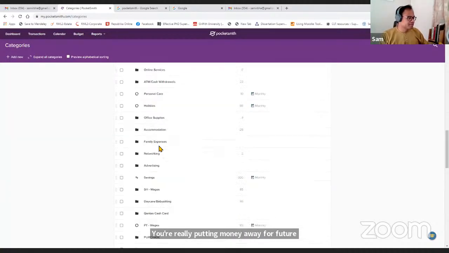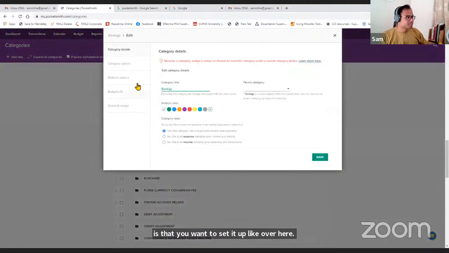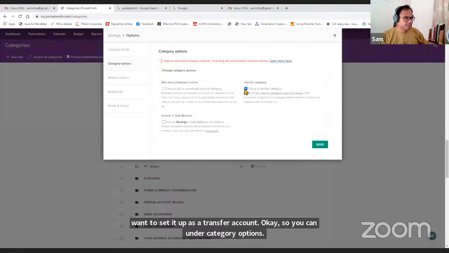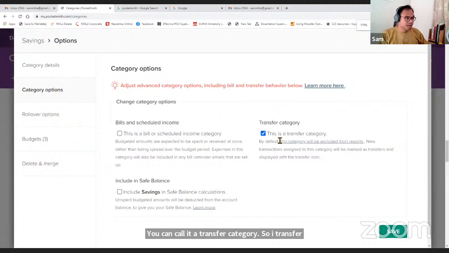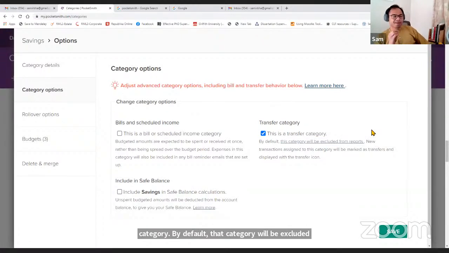And so if you've got savings set up, then you want to set it up like over here as a transfer account. Okay, so under category options, you can call it a transfer category. A transfer category, by default, will be excluded from reports. Which means that you can keep putting as much money as you want into savings, and it's not going to look like you're losing money, because you're not actually losing money. You're just putting money into savings, right?